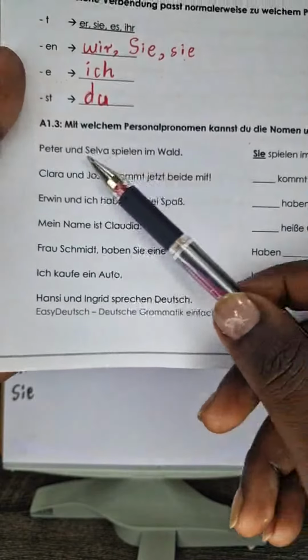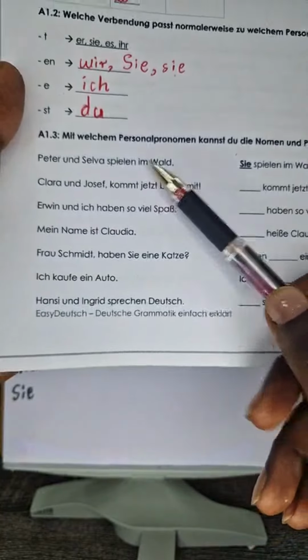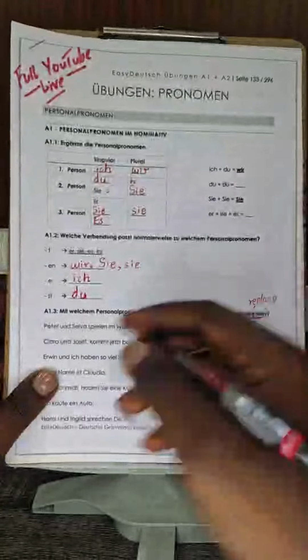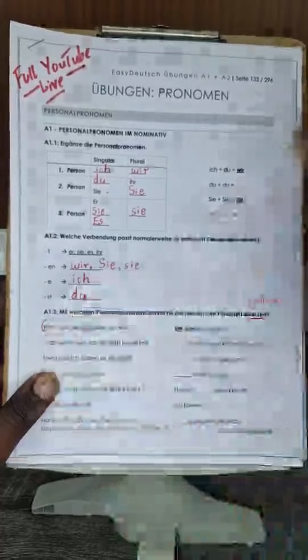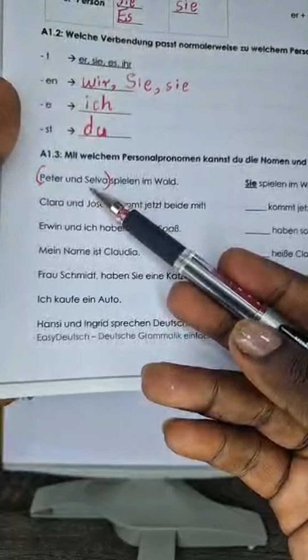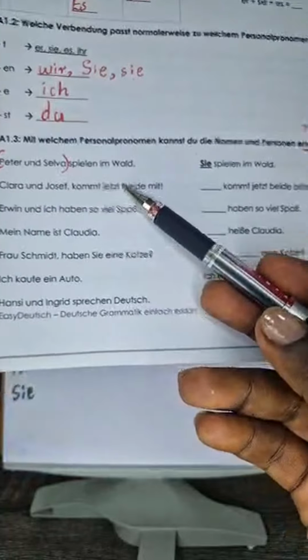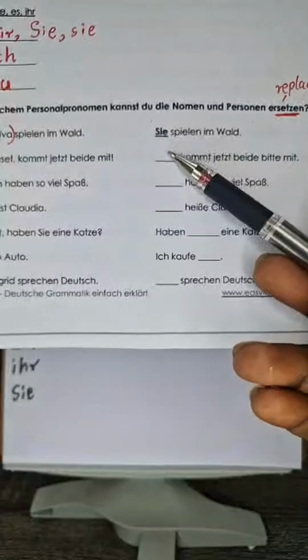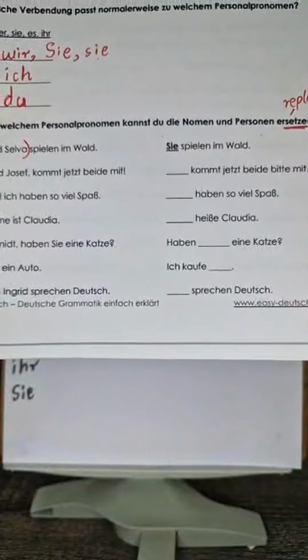So Peter und Selva spielen im Wald. Peter and Selva are playing in the forest, right? So they want us to replace Peter and Selva. Which personal pronoun will we use to replace Peter and Selva? Peter and Selva, it's plural, right? So it's they. They are playing. So it should be sie. Sie spielen im Wald. They are playing in the forest, right?